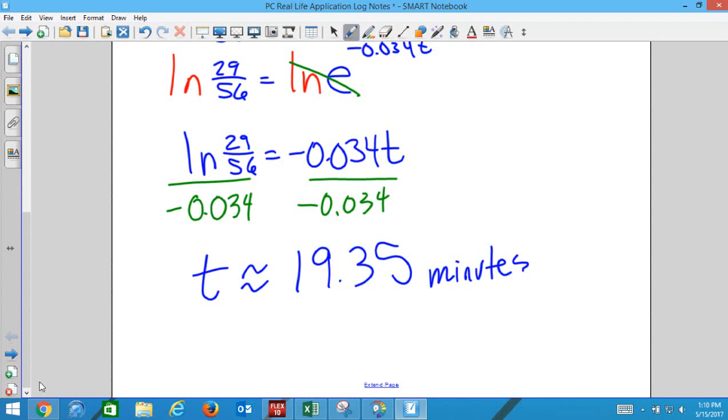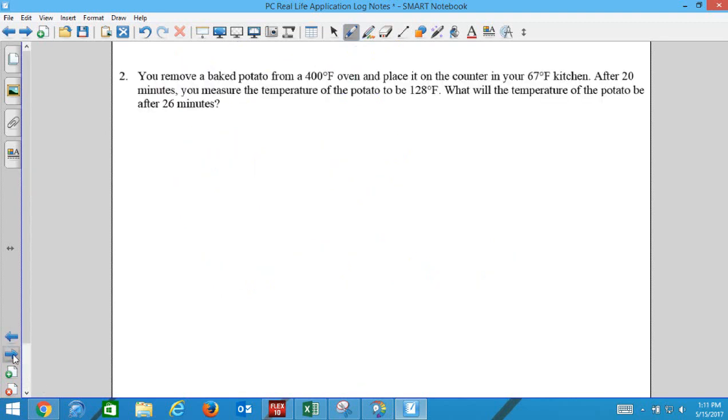Okay, next question. You move a baked potato from a 400-degree oven and place it on the counter in your 67-degree kitchen. After 20 minutes, you measure the temperature of the potato and it is 128 degrees. What will the temperature of the potato be after 26 minutes? So we're going to use Newton's law of cooling, but something is not given to us. We don't know the cooling rate of a potato. I know what it is for coffee, but I don't know for potatoes.